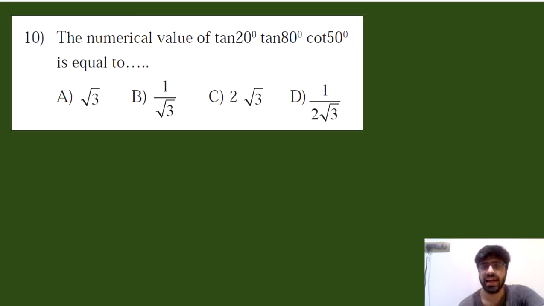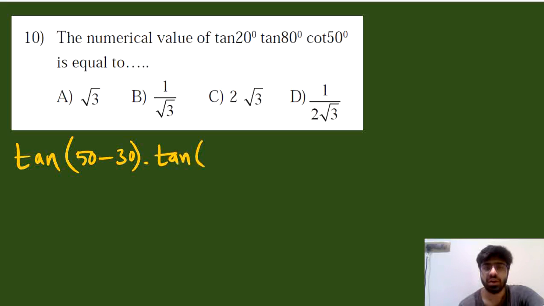So tan 20, tan 80, cot 50. So we will write tan 20. We know that our reference number is 50, because even 20 and 80, think of it, the middle number there is 50. I can write 20 as 50 minus 30. So I'm writing tan 20 as tan of 50 minus 30, into tan of 80, which will be 50 plus 30, into cot 50. Cot 50 is like 1 upon tan 50.